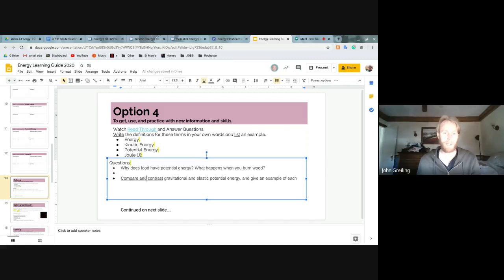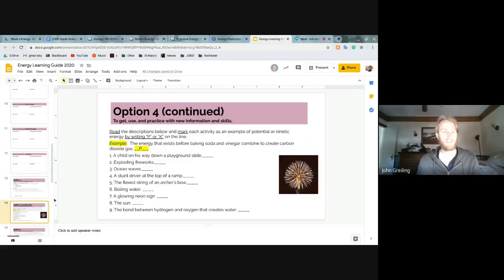And here is compare and contrast gravitational and elastic potential energy, just like you said, and give some examples of each. Going down here on the next slide, I'd like you to go through all of these and say, is it potential or is it kinetic? Because you really got to get the difference between these two, especially if you're going to start doing equations in physics in the years to come. P or K? I put an example right there.